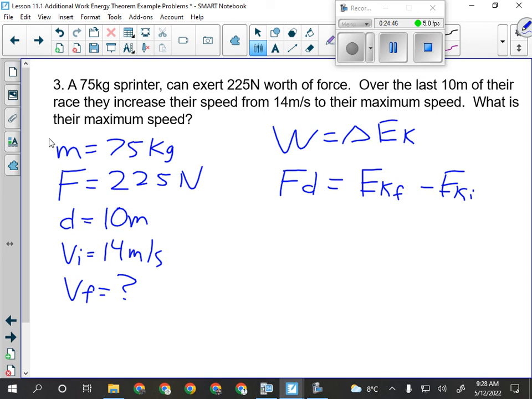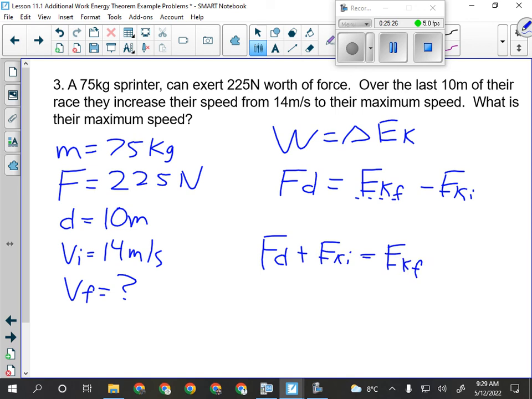Now, before I expand out any further, okay, which one of those terms is VF going to be part of? EKF. It's part of the runner's final kinetic energy. So I need to isolate this before I expand it out. Sometimes it's easier to subtract it when it's one term as opposed to a whole bunch of variables. Okay, so what do I have to do to get EK by itself? What do I have to do with EK initial? Add it, yeah, okay, do the opposite. So I'm going to have force times distance plus the initial kinetic energy equals the final kinetic energy.